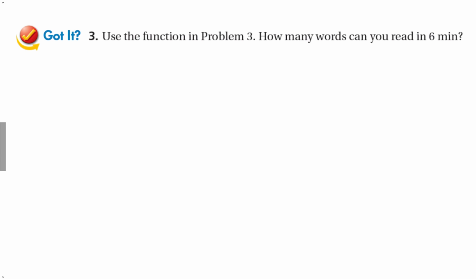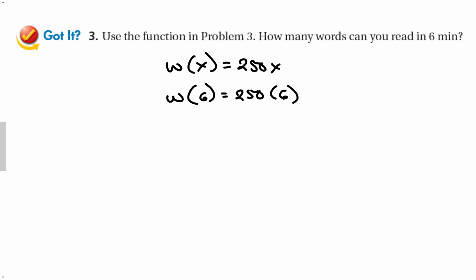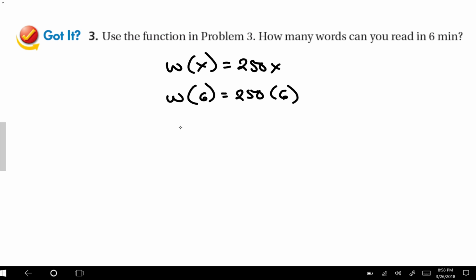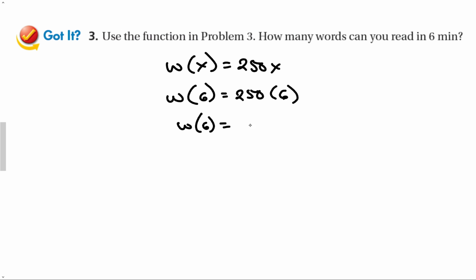Let's look at another one of those. Use the function in problem 3. So W of x is equal to 250x. How many words can you read in 6 minutes? So we now just place the 6 there, and we evaluate 250 times 6. So W of 6 is equal to 1,500, which means that in 6 minutes, you can read 1,500 words.